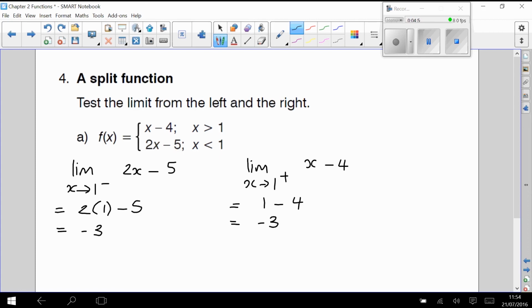As I could not include x is equal to 1, there is a discontinuity when x is equal to 1. In other words, I would have had a hole at the value where the point lined up on my graph at x is equal to 1.